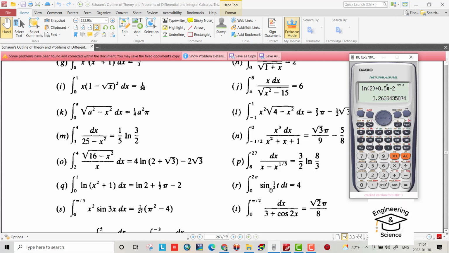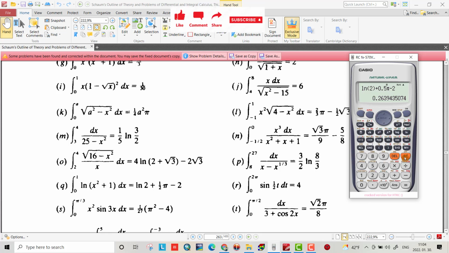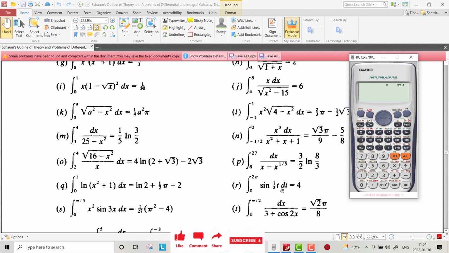Let us find the integral for this trigonometric function. For a trigonometric function, you have to be sure that you convert degree to radian. So Shift Mode. Now we have degree mode. You have to change it to radian, so put 4. You see, from D change it to R, radian.